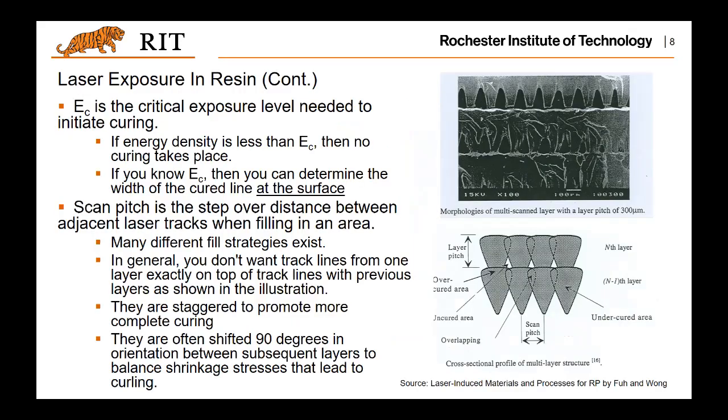But there will be more to consider. First thing first is this critical exposure. That gives you some idea what the width of the cured trace at the surface will be. Basically, if you have a laser exposure less than this critical exposure, then no curing takes place. Again, this EC can be figured out through experiment, and when you check some resin material, it will tell you this.